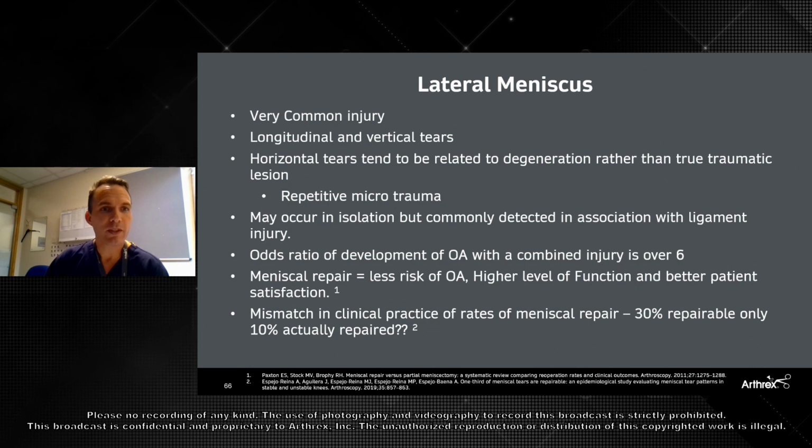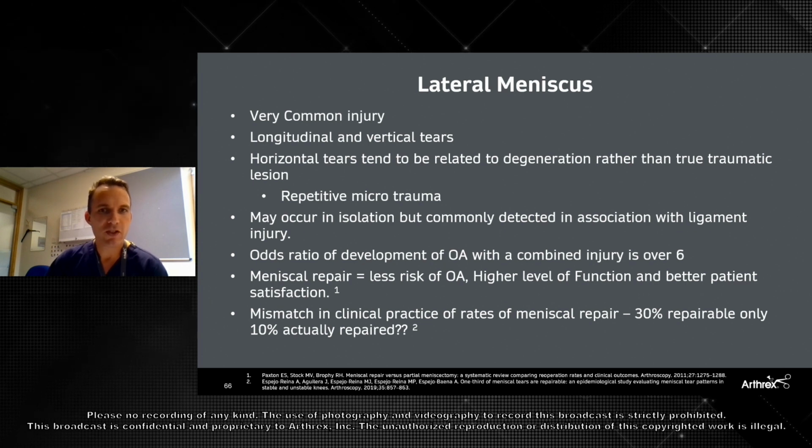So lateral meniscal injuries are very common, longitudinal and vertical tears. Horizontal tears, as mentioned before, tend to be degenerative rather than true traumatic lesions, and are because of microtrauma and changes within the elasticity of the collagen within the meniscal tissue. They tend not necessarily to occur in isolation, and just like Philip mentioned, with any significant meniscal injury, always be very suspicious of something else rotationally abnormal within the knee and a subsequent injury to a ligament, perhaps. The chances of developing osteoarthritis, again, as mentioned, is significant. And meniscal repair, fixing your meniscus, has now become very clear to reduce that risk of osteoarthritis and give patients a much higher level of function and much better patient satisfaction.